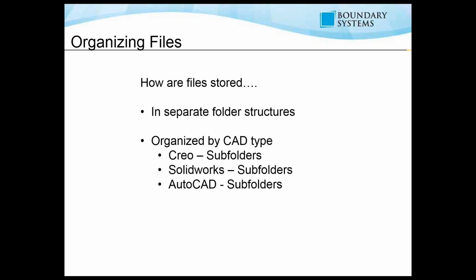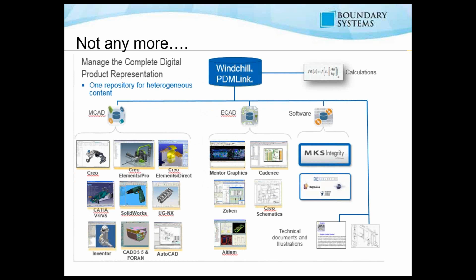The thing is that we have all these subfolder structures that probably duplicate each other or mimic each other, but they just store different types of data. So what we can do now is, instead of having all these structures, we can have one core system that stores all of our data in one location. That system, of course, being Windchill PDM Link.